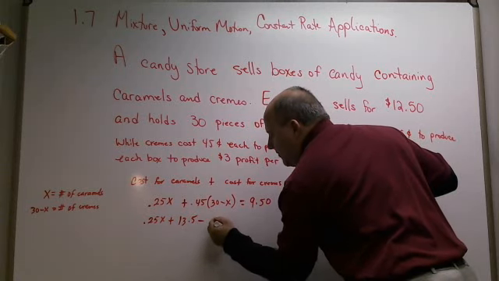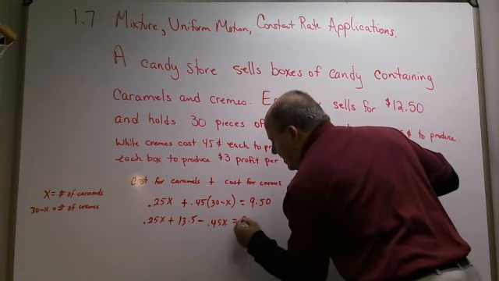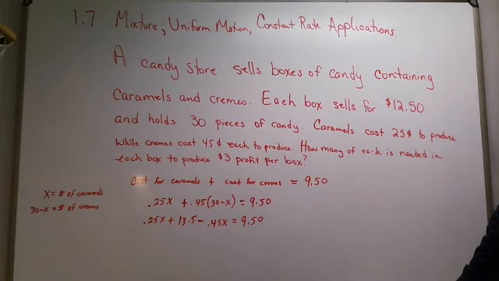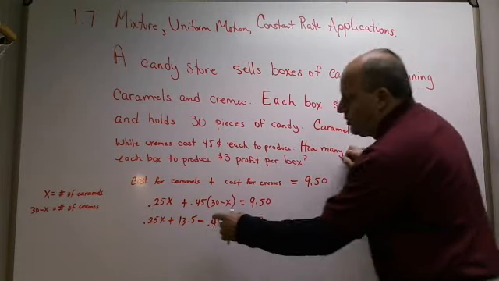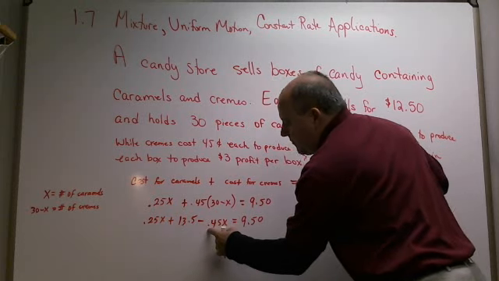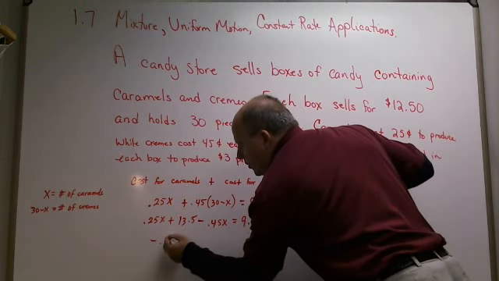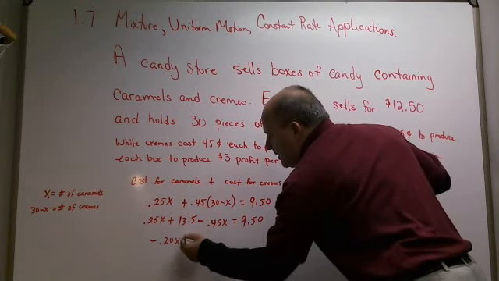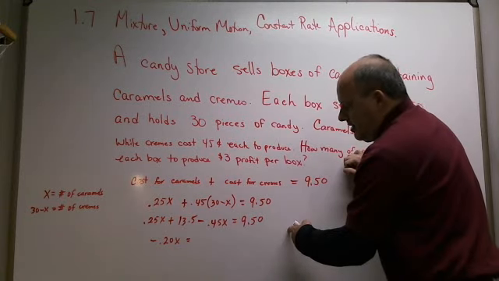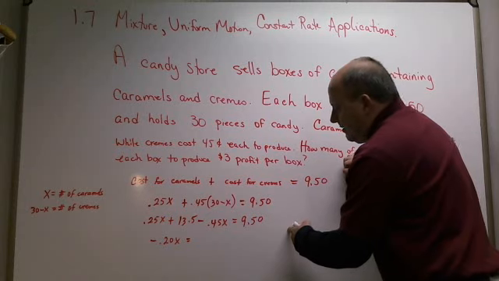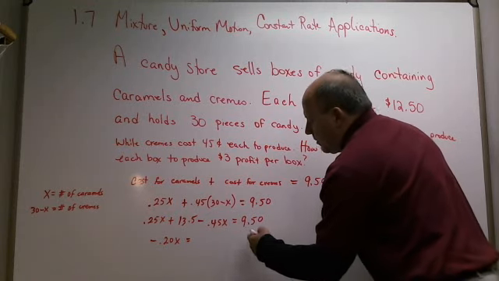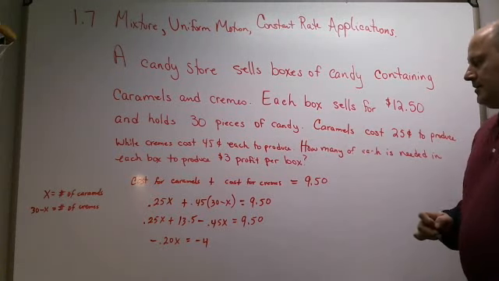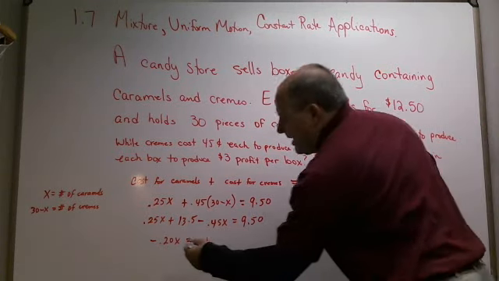So 0.25x plus 13.5 minus 0.45x equals 9.50. Then what we're going to do is take 0.25x minus 0.45x, which is minus 0.20x. I believe that's right. And then subtract 13.5 to the other side, and I believe that is going to be a negative 4. And then divide both sides by negative 0.20.